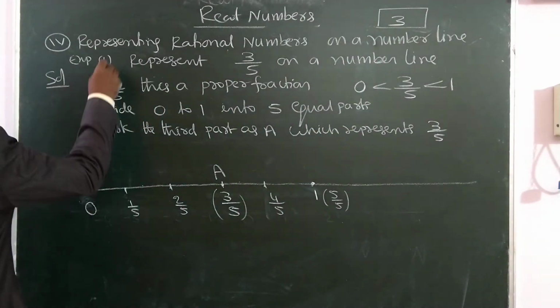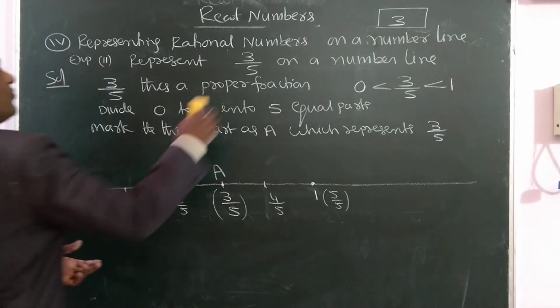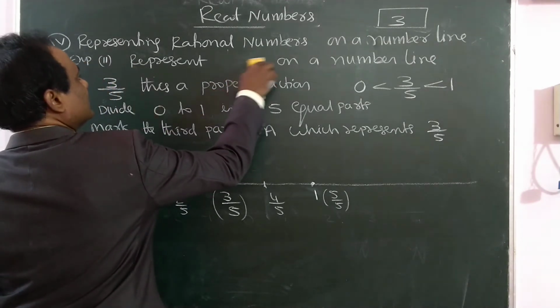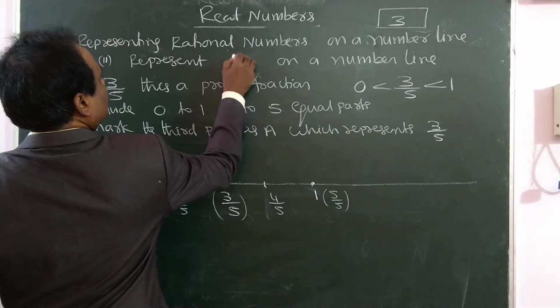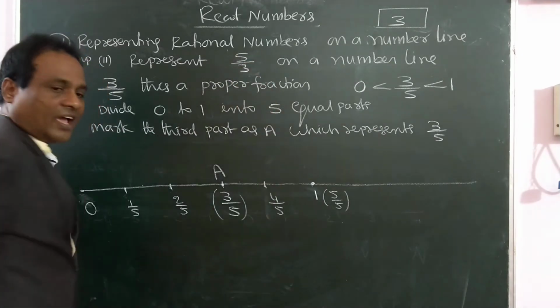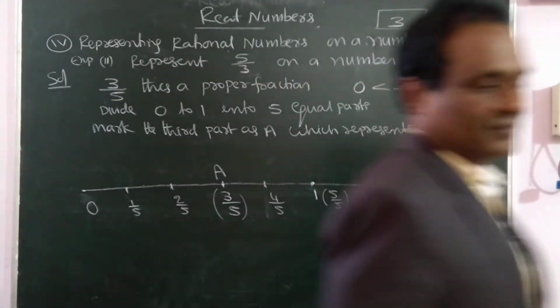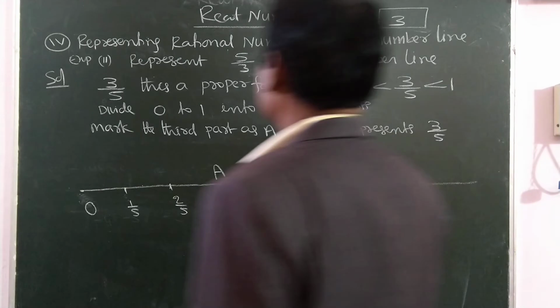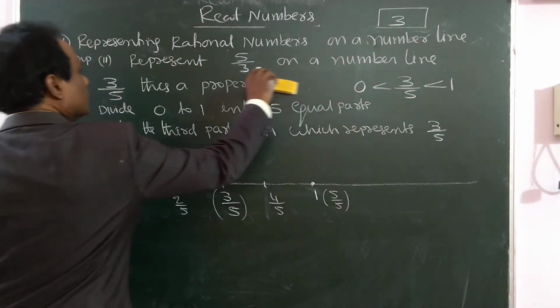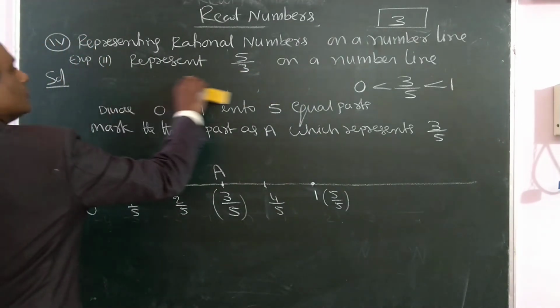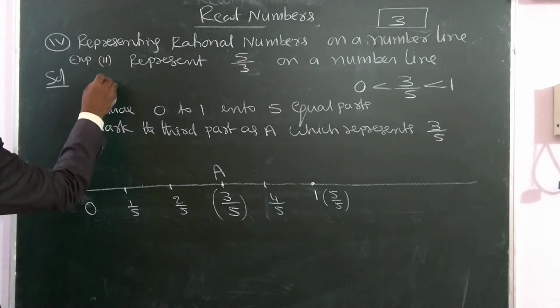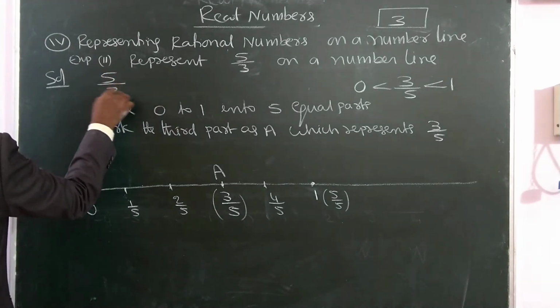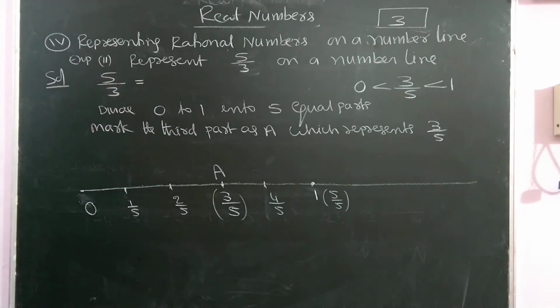Next, I will give an example for improper fractions. So 5 by 3. Let us represent 5 by 3 on a number line. How to represent 5 by 3 on the number line?